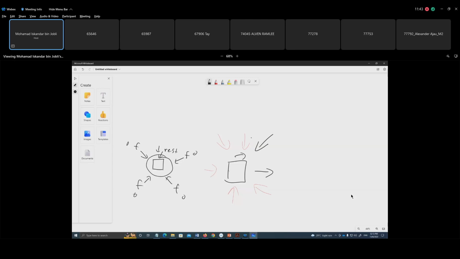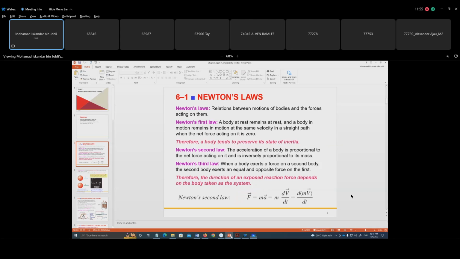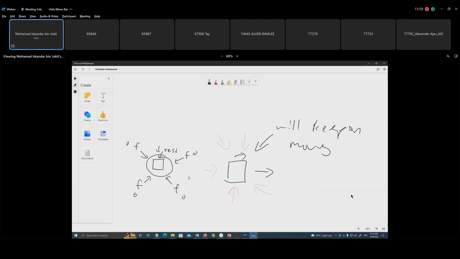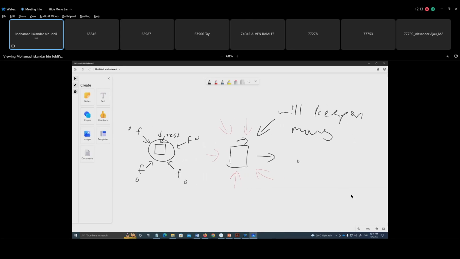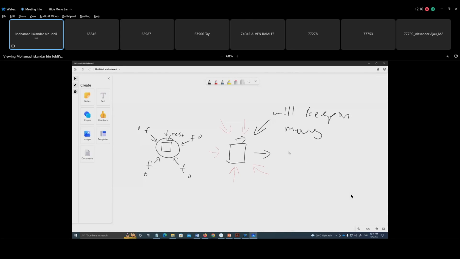This body will keep on moving. Okay, so that's basically what the first Newton law says. A body at rest will remain at rest if all the forces acting on it are zero, right? It just stays there. But if it moves, without interference of force, gravity, anything, it will just move continuously without stopping. So that is what is being said by the first Newton law.